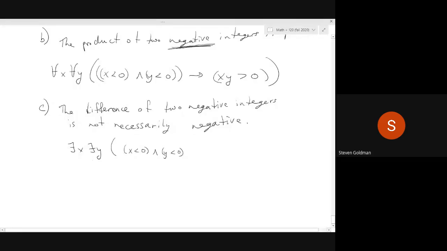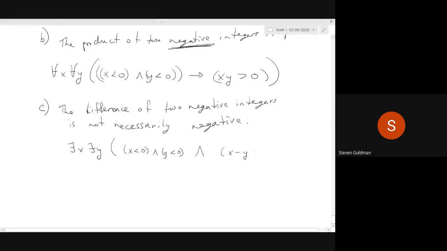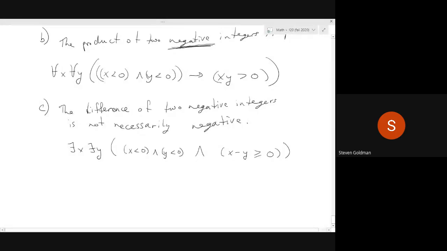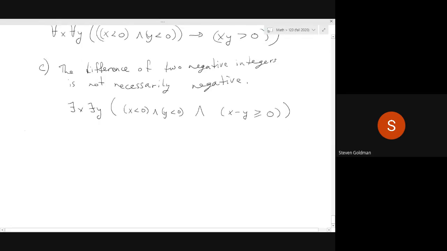Okay, and since this is existentially quantified, I'm going to write this as a conjunction, not as a conditional statement. And x minus y will be positive. Well, I say positive, but actually, if it's not necessarily negative, then it could be positive or 0, so greater than or equal to 0. Okay, so this is one way of doing it. You could have also done this with universal quantifiers, and there were a couple of different ways you could have done it. Any of those ways would have been fine.